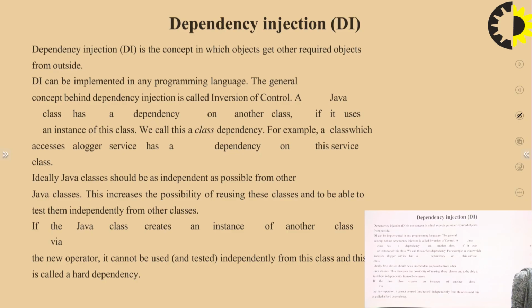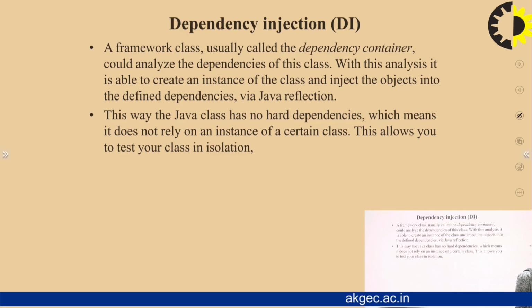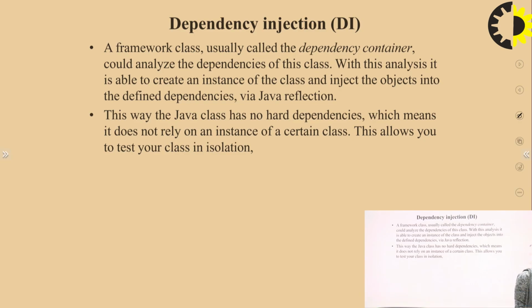If a Java class creates an instance of another class via the new operator, it can't be used and tested independently from this class, and this is called a hard dependency. A framework class, usually called a dependency container, can analyze the dependencies of this class. With this analysis, it is able to create an instance of this class and inject the object into the defined dependency via Java reflection. This way the Java class has no hard dependency, which means it does not rely on an instance of a certain class. This allows you to test your class in isolation.